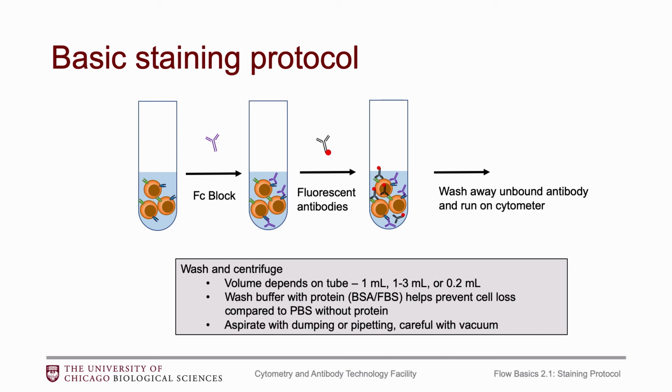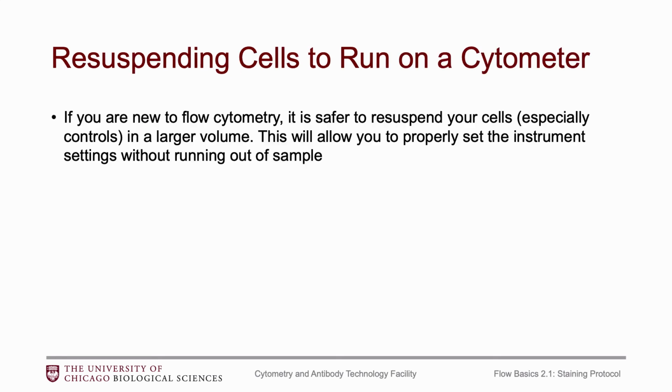If I'm using a 5 ml round bottom tube, I tend to dump it. So if you just in one quick motion dump the tube over, that tends to work quite well and is very fast. If you do have a vacuum to aspirate the supernatant, just be careful about sucking up the pellet. And then now you are ready to resuspend.